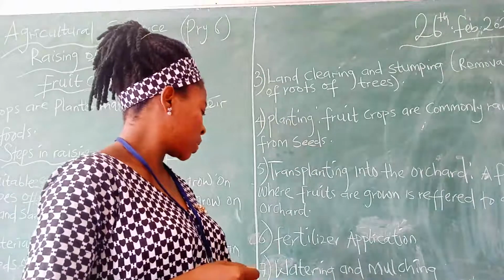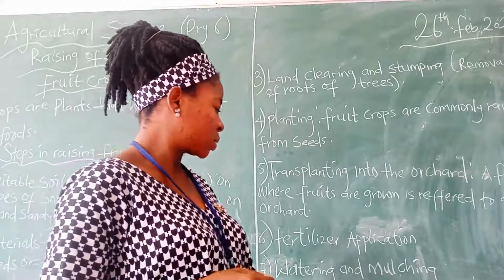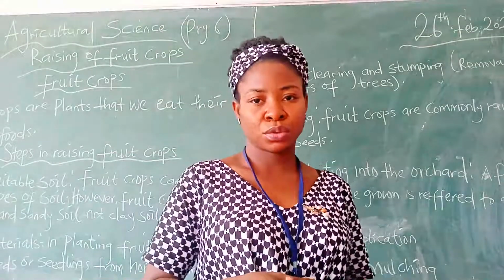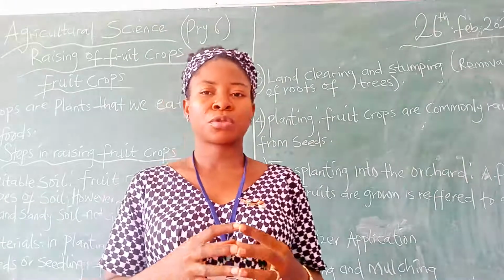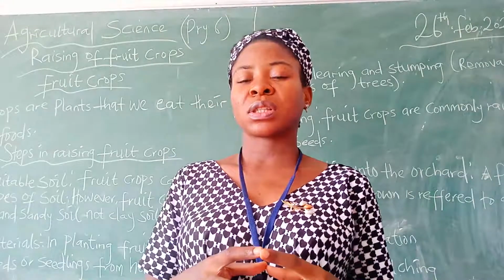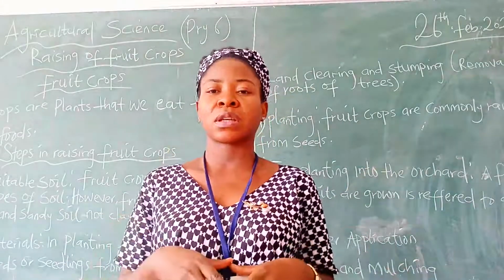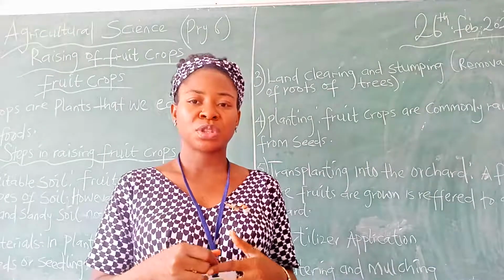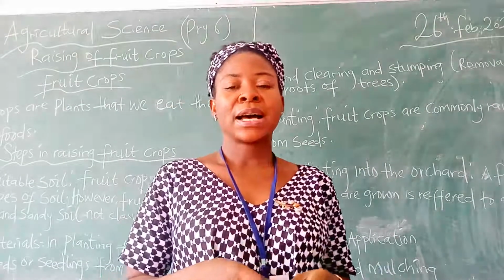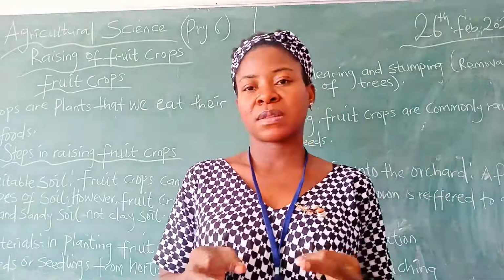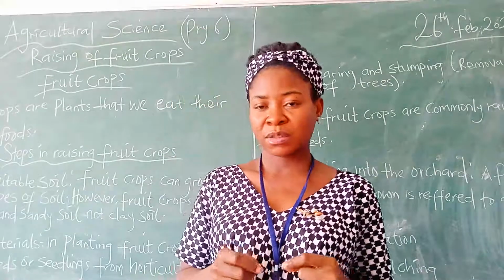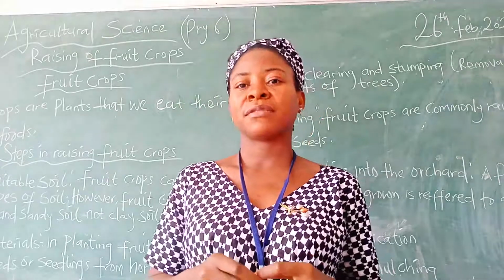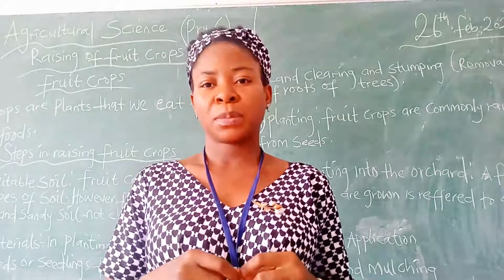The eighth one is weeding and pest control. You have to weed the place where you planted your fruit crops. It's very, very important you weed the vicinity. You clear it up. You make sure that place is neat, and you try to remove pests from the crops and avoid any attack from pests.